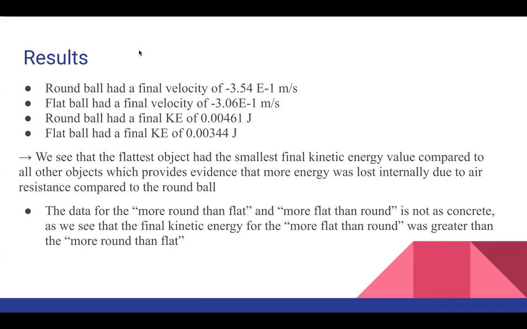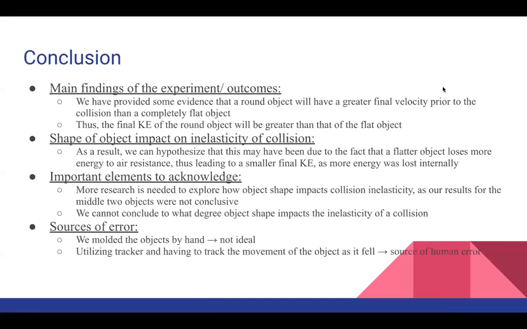And the data for the more round than flat and the more flat than round is not as concrete, because we saw that the final kinetic energy for the more flat than round actually ended up being greater than the more round than flat, which was kind of the opposite of what we were thinking might happen. So it was definitely a point of uncertainty within those two middle shapes.